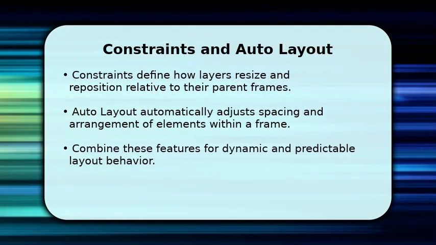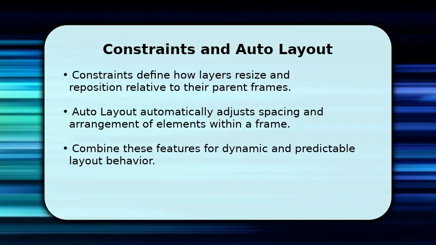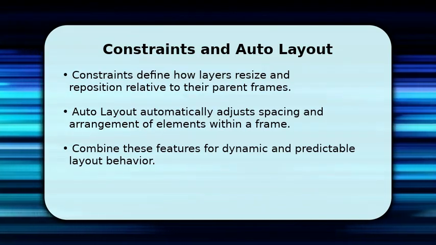Constraints are your first line of defense for responsiveness. They dictate how elements stretch or stay fixed when their parent frame changes size. For example, setting an element to left and right will make it stretch horizontally. Then, auto layout takes it a step further, allowing you to create dynamic lists, buttons, and cards that automatically adjust their spacing and order. Mastering these two features is absolutely crucial for building adaptable interfaces.